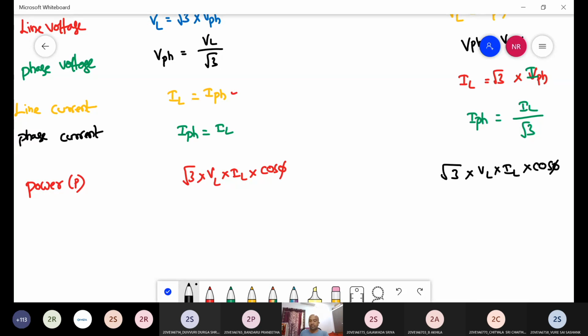What is cos phi here? R by Z. It is the power factor of the circuit. So these are the equations. After derivation, these are the formulas we get for the relation between phase and line values.